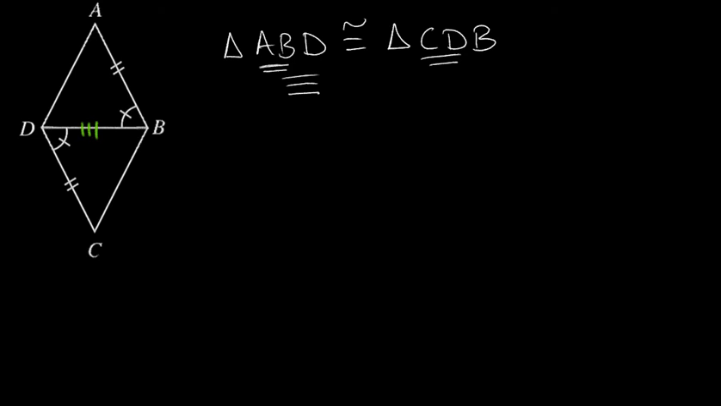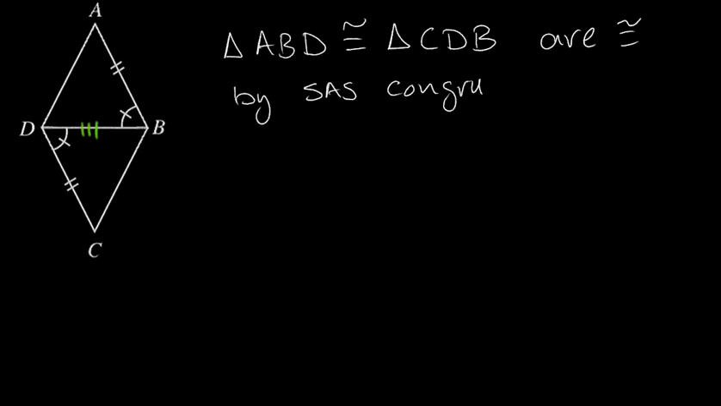And the congruence condition that we're using to justify this is that these two triangles are congruent by the side angle side congruence condition.